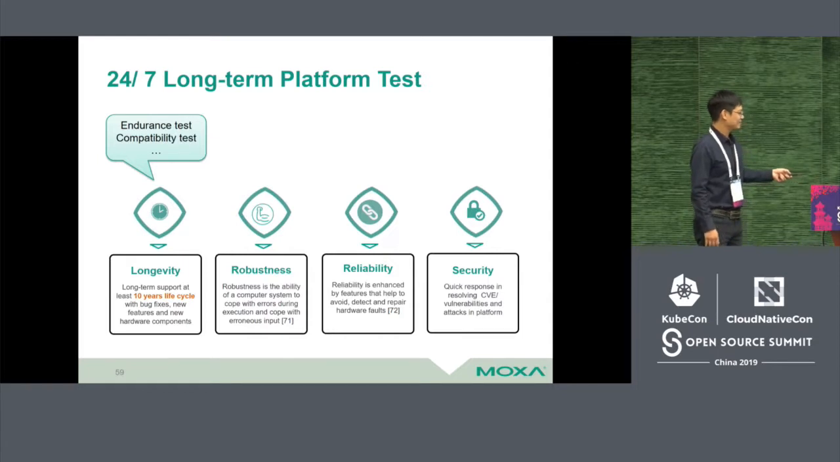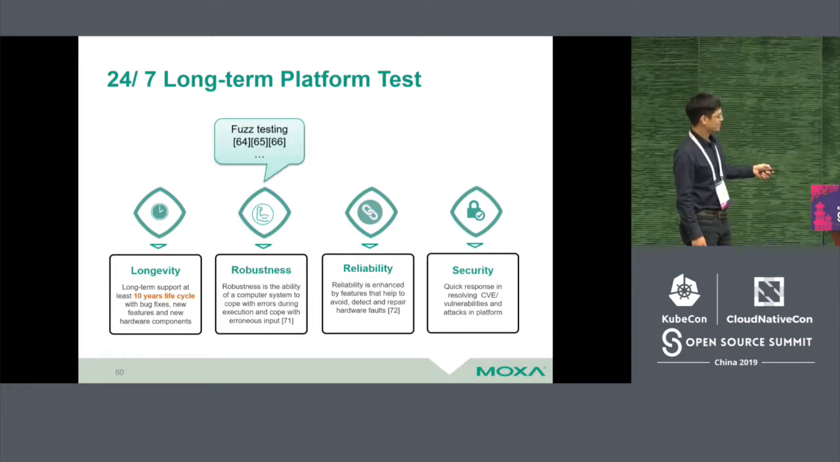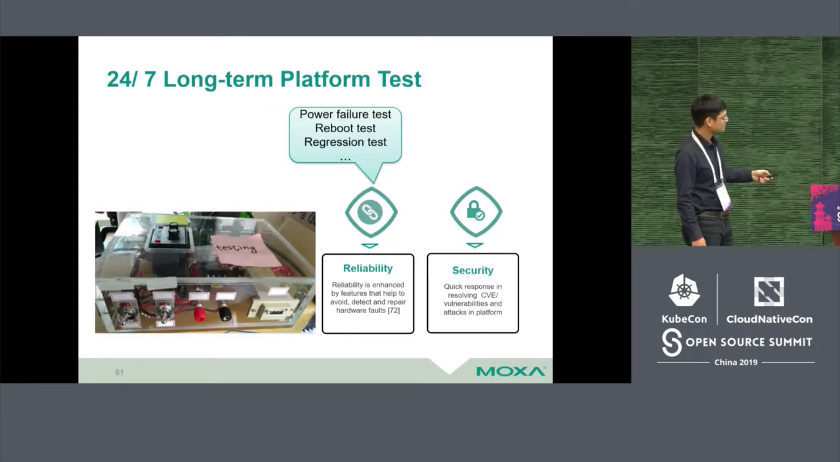The first is longevity. It's mainly to test the hardware, so we have endurance and capability tests. The next one is robustness. We have a fuzzing test, and I also list the test tools at the end. The next one is the reliability test. We have a power failure test, reboot test, and regression test.